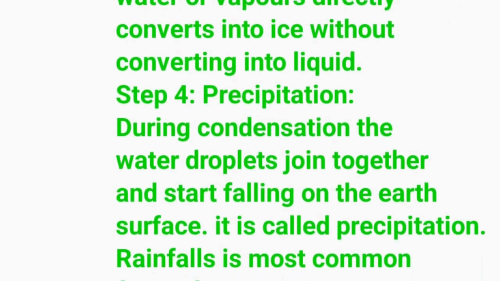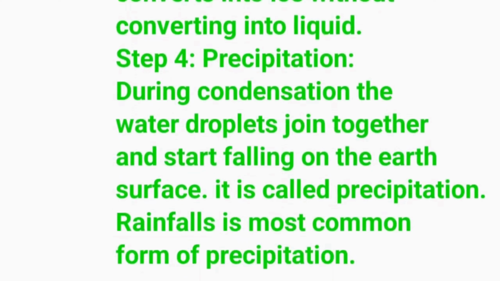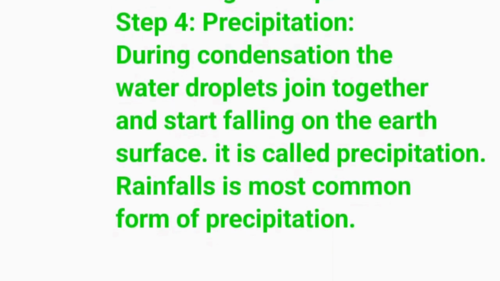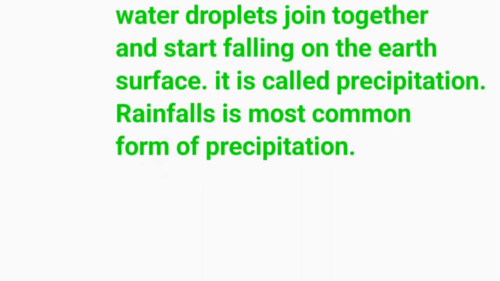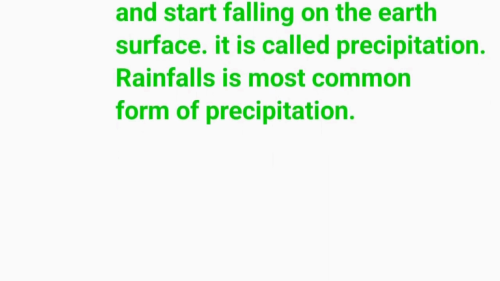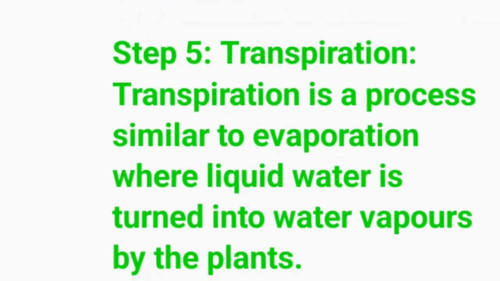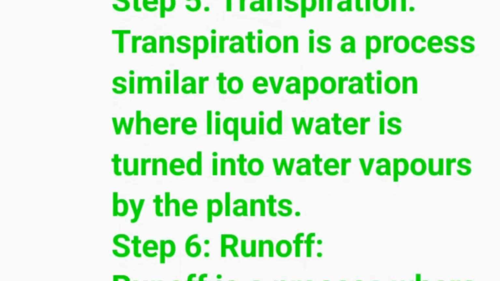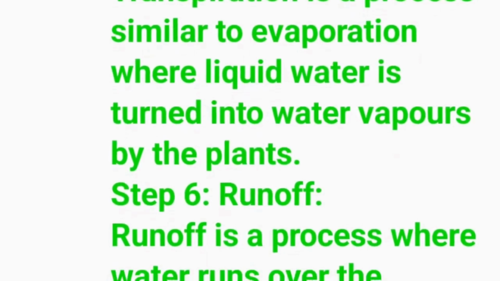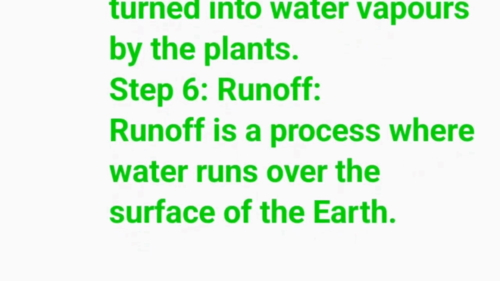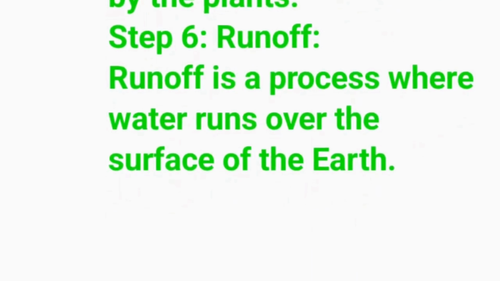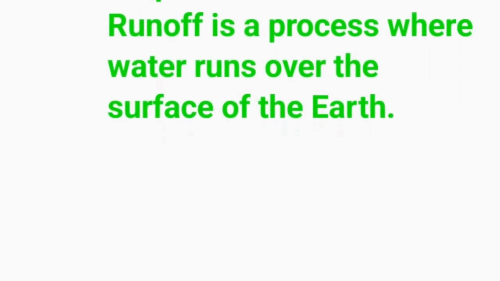Step 4. Precipitation. During condensation, the water droplets join together and start falling on the Earth's surface. It is called precipitation. Rainfall is the most common form of precipitation. Step 5. Transpiration. Transpiration is a process similar to evaporation where liquid water is turned into water vapors by the plants. Step 6. Runoff. Runoff is a process where water runs over the surface of the earth.